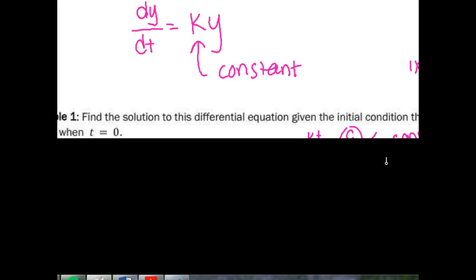So to find the solution to the differential equation given these initial conditions, we're going to talk about y naught and t equaling 0.